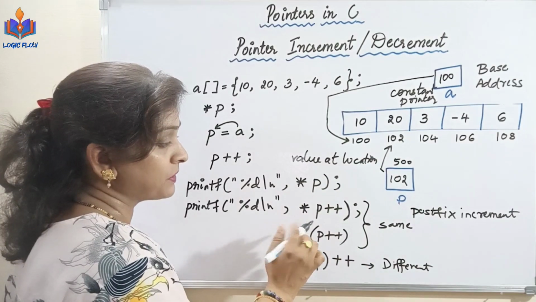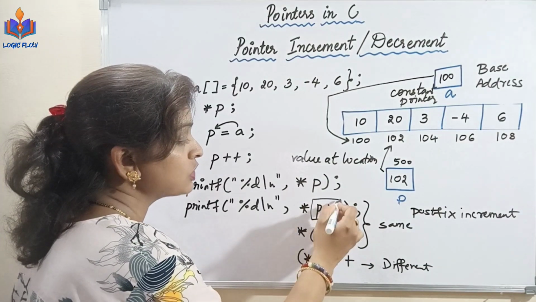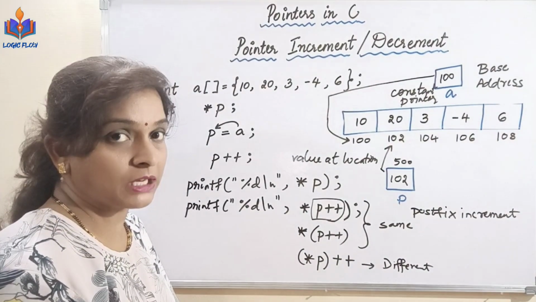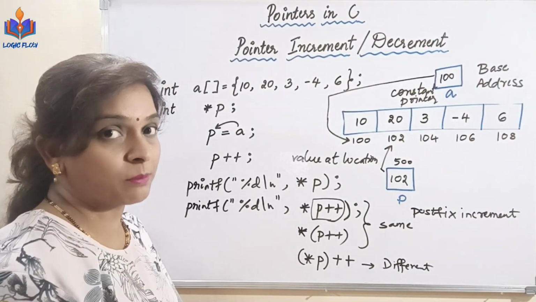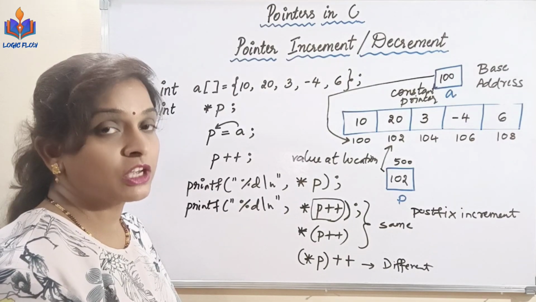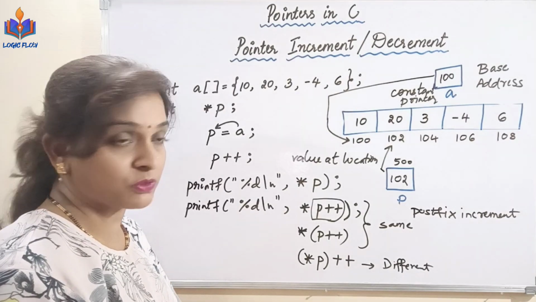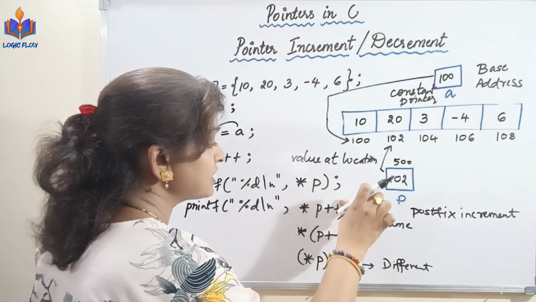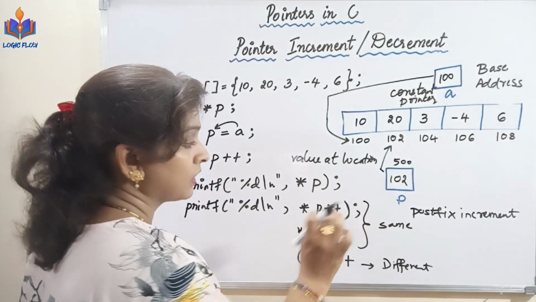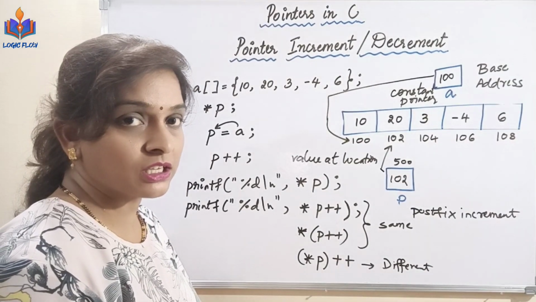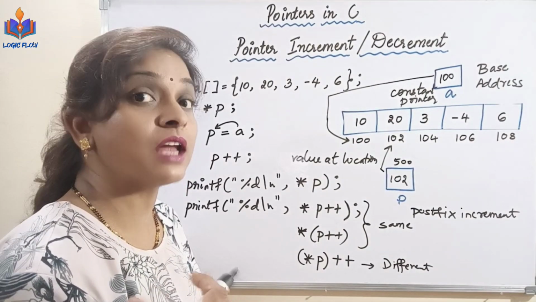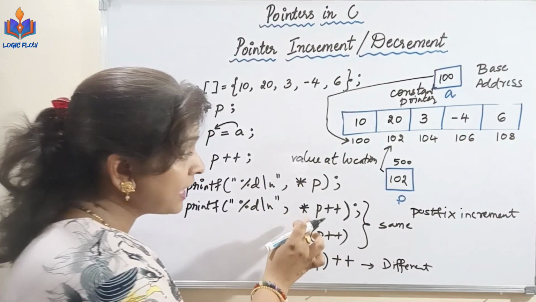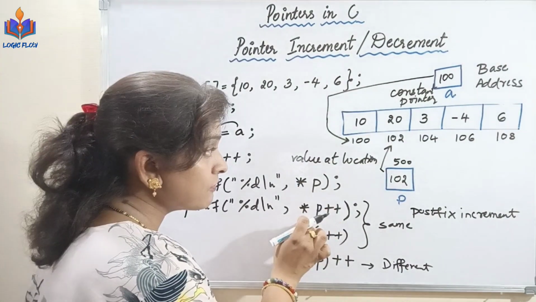But here what happens? This is postfix increment. Post says you do the incrementation afterwards. So it will take the P value. What is the value in P? Postfix increment says you do the pointer incrementation afterwards. Take the value of P. What is the value of P?